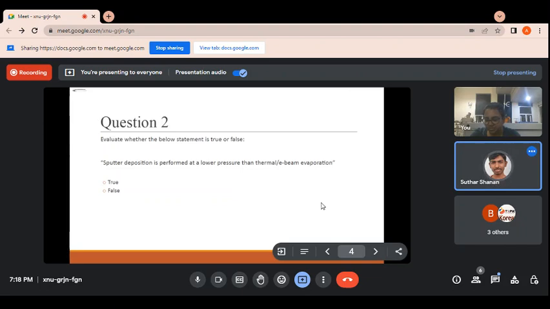Yes, Sudhir, you are right. The answer is false and the explanation is also right. Okay. Yes, ma'am. So Banana Sindhu, you got the answer? Yes, ma'am. Why do we need high pressure in sputter deposition? Yeah, but I have one doubt. Do we need to control pressure for thermal evaporation?